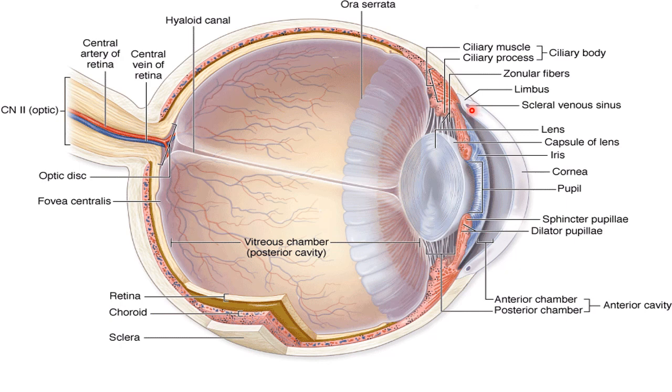Here is the scleral venous sinus, or the canal of Schlemm, which is responsible for draining the aqueous humor present in the anterior chamber of the eyeball. This is the anterior chamber, which is present between the cornea and the iris.